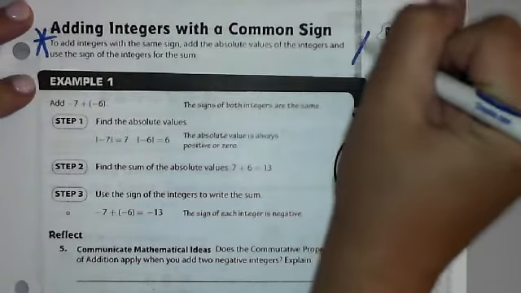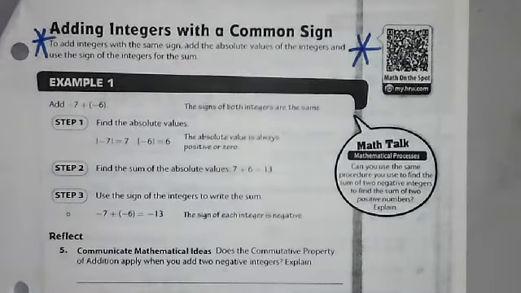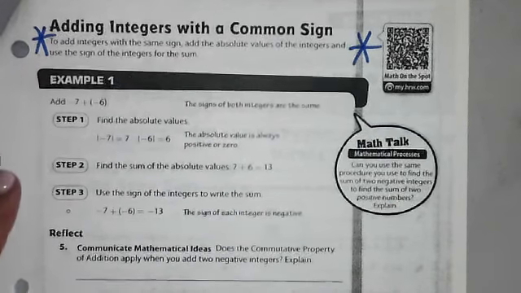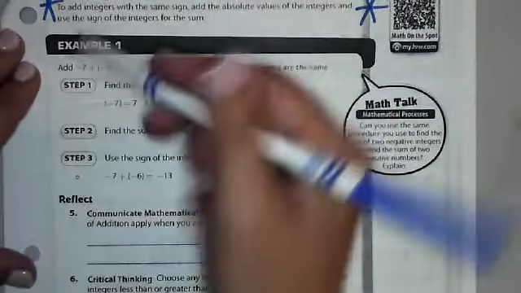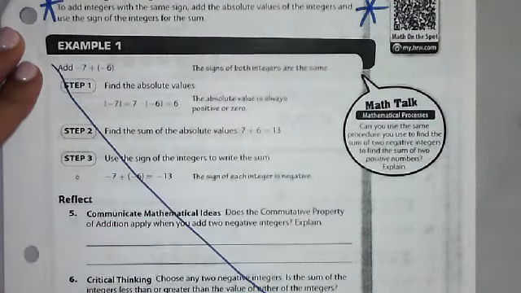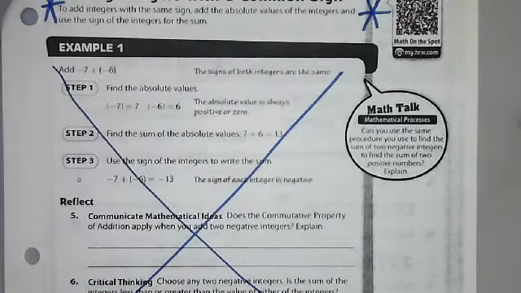All right. So on the next page, it kind of summarizes everything up. To add integers with the same sign, you're going to add the absolute values, which just means add the numbers, and then use the sign of the integers for the sum. So you're going to add your values together and then carry that sign over to your answer.